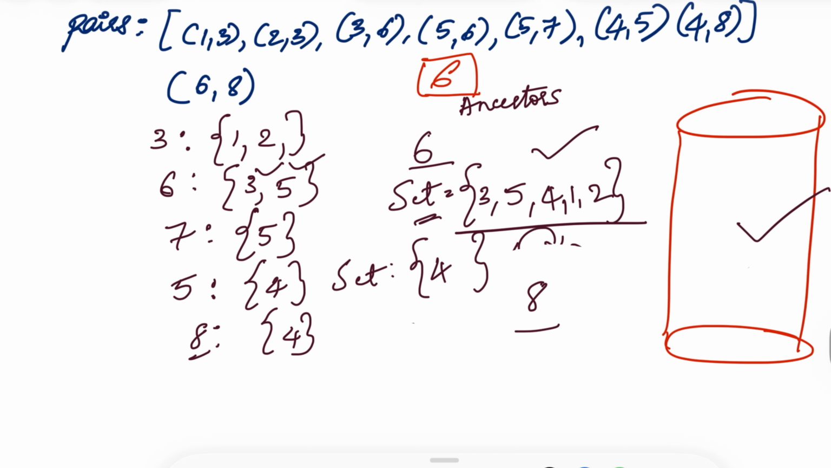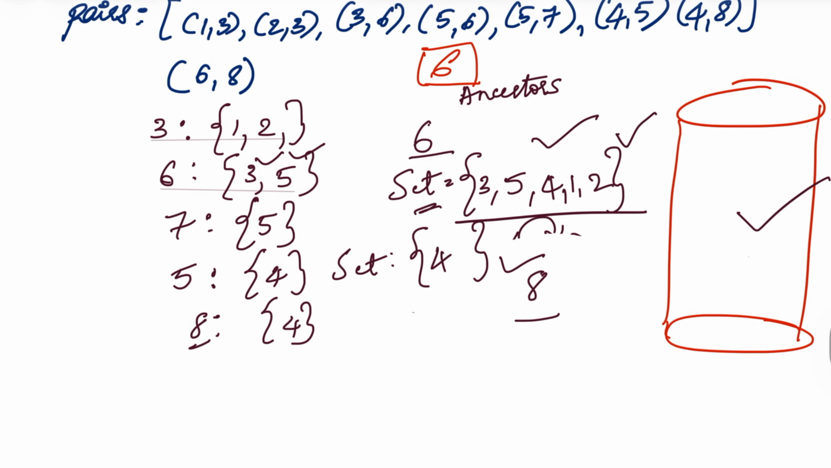So we have all the ancestors of 8 and all the ancestors of 6. Now iterate over one of the ancestor sets and try to see if that ancestor is present in the other set. If it is present, then a common ancestor exists between the two nodes 6 and 8, and you return true in that case. In this case, we see that it exists, right? 4 is common in both, so we return true.